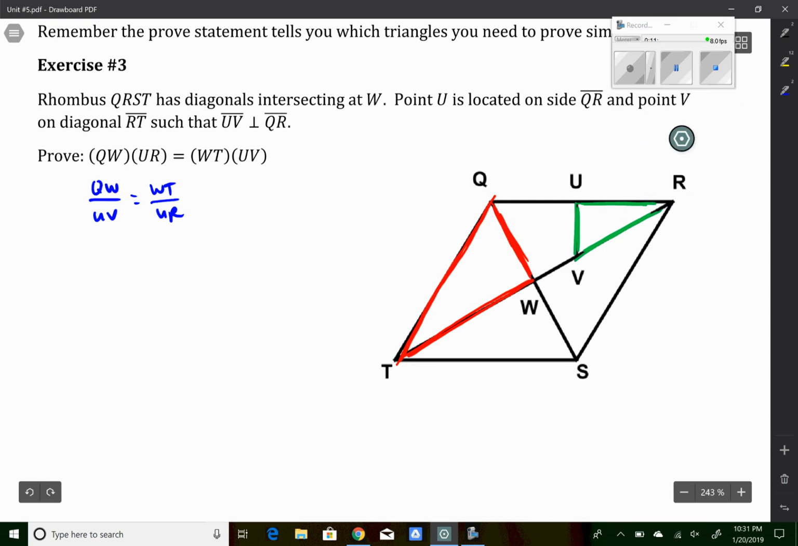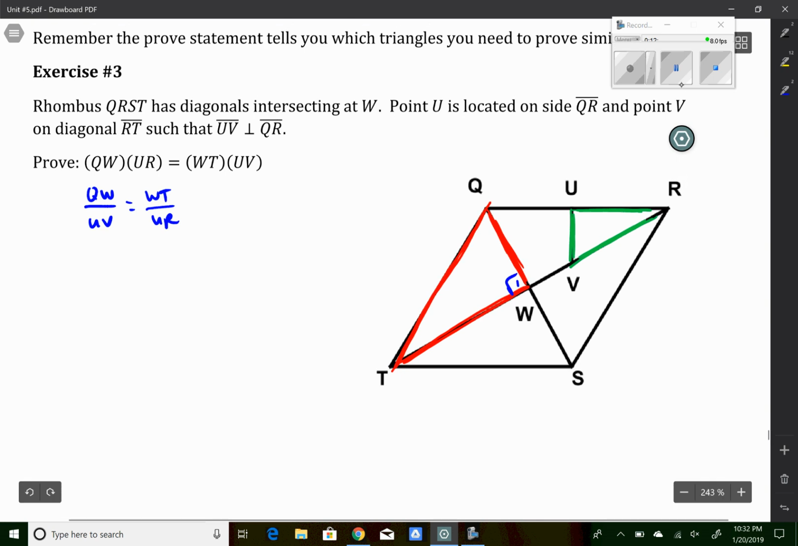So it tells me that this is a rhombus. So what do I know about a rhombus? I know the right angles are going to be here. So I know that angle, which I'm going to call angle 1, is a right angle. I also know that the diagonals bisect each other. So I also know that this angle and this angle are congruent.